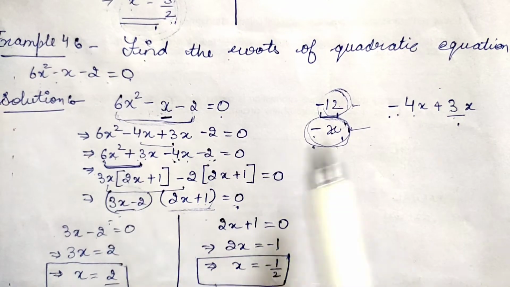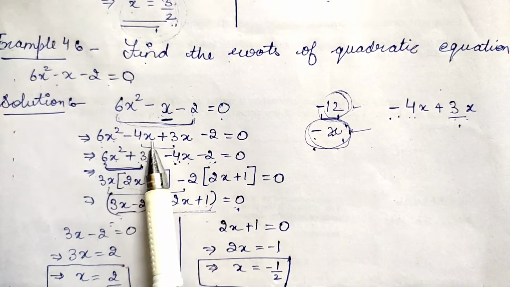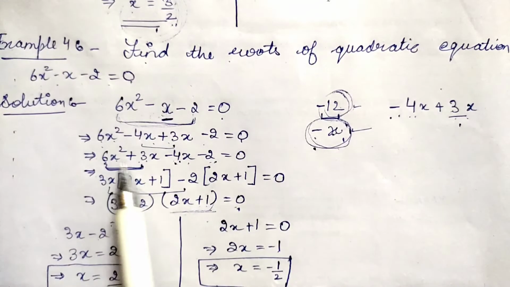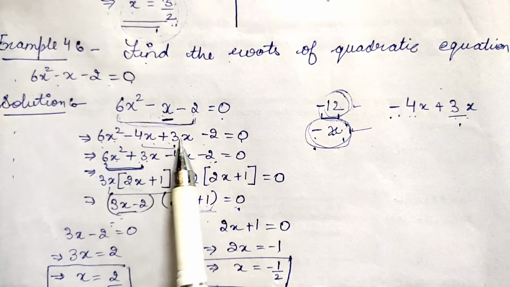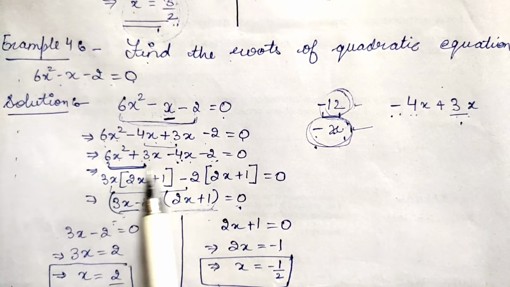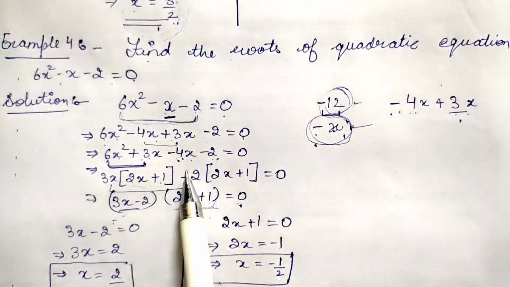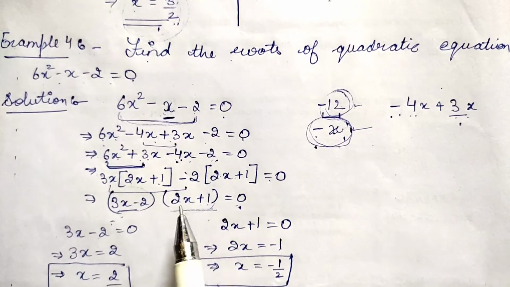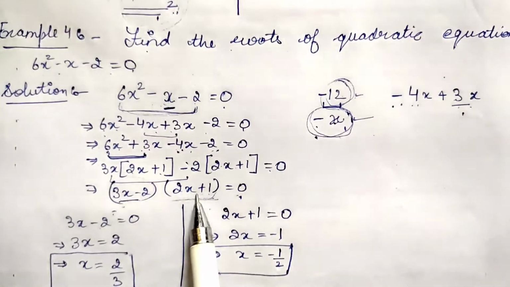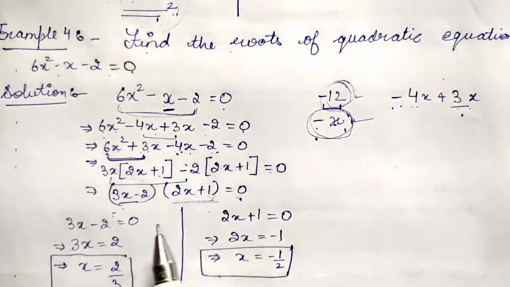If I use these two values, minus 4x plus 3x, I get 6x square minus 4x plus 3x minus 2 is equals to 0. Rewriting this equation: 6x square plus 3x minus 4x minus 2 is equals to 0. I will take common 3x from here: 3x into 2x plus 1 minus 2 into 2x plus 1 is equals to 0. Again I take common from these two values: 2x plus 1 will be common and inside that it will be 3x minus 2 is equals to 0.